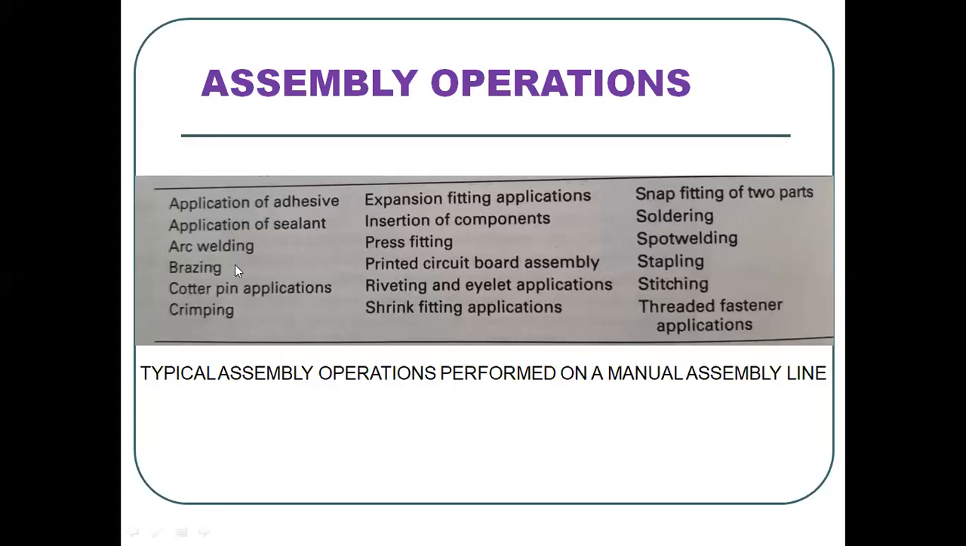Arc welding, spot welding, and brazing are permanent types of assembly. A prominent one is the printed circuit board. PCBs carry small miniature components, transistors, thermistors, etc. Those have to be put on the circuit board and then soldered. That is also a part of assembly. Press fitting, right? These are all mechanical. Shrink fitting, riveting and eyelet riveting stand for semi-permanent types of assembly.